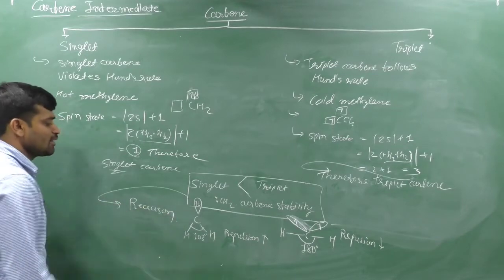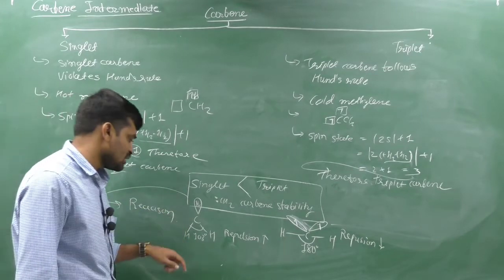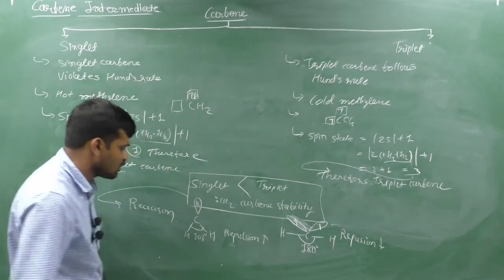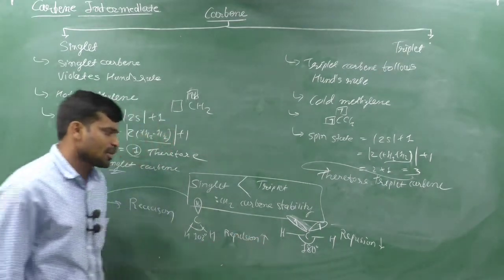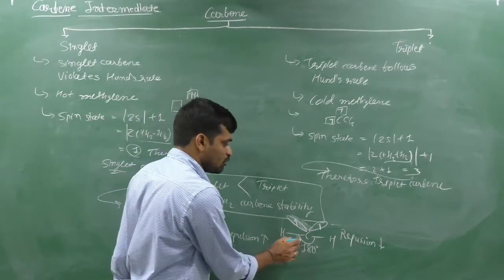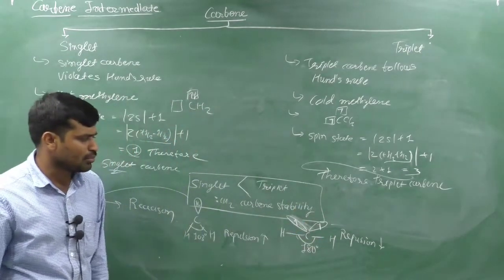The reason is that if we draw the singlet carbene, it has a 103 degree bond angle between the two bond pairs. Therefore repulsion is more. If we draw the triplet carbene, it has a 180 degree bond angle between the two bond pairs.